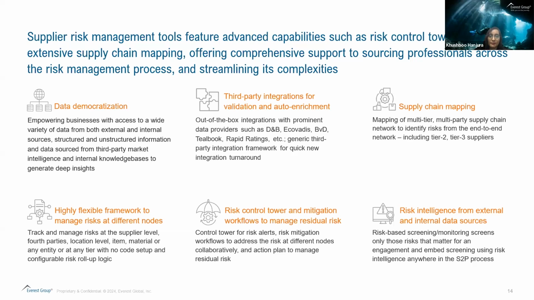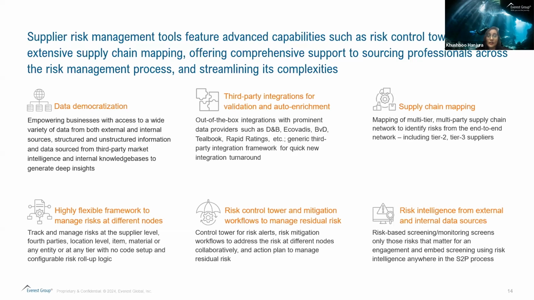And also, supply chain mapping, right? Mapping a multi-tier, multi-party supply chain network is a complex but crucial process for identifying those risks across the entire supply chain, including tier 2 and tier 3 and even lower tier suppliers. Organizations get a lot of visibility through this particular capability, and they are able to see the full scope of their supplier portfolio, which enables them to proactively manage risks, not just from the tier 1 suppliers, but all the way down through the chain, right?